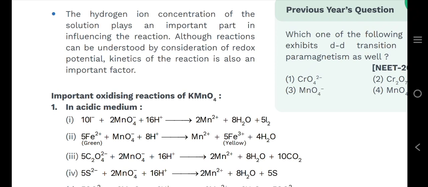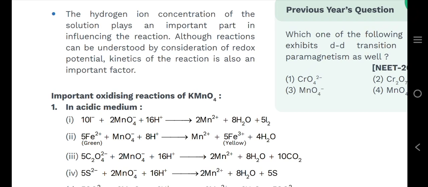K2Cr2O7 on reacting with dilute H2SO4 gives 2CrO3 plus KHSO4 plus H2O. K2Cr2O7 on reacting with concentrated H2SO4 gives K2SO4 plus Cr2(SO4)3 plus H2O plus O2. K2Cr2O7 on reacting with water and 3 carbon gives K2Cr2O3 plus KOH plus 3CO.